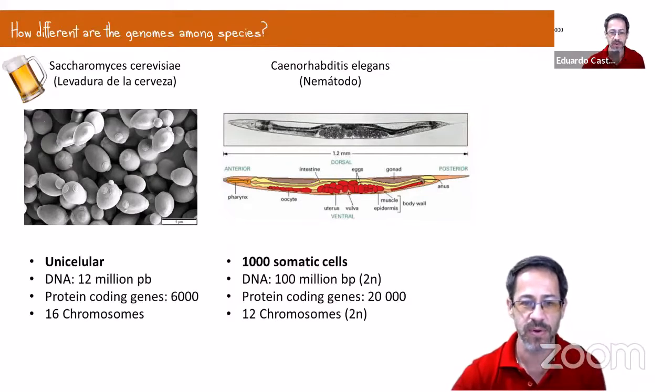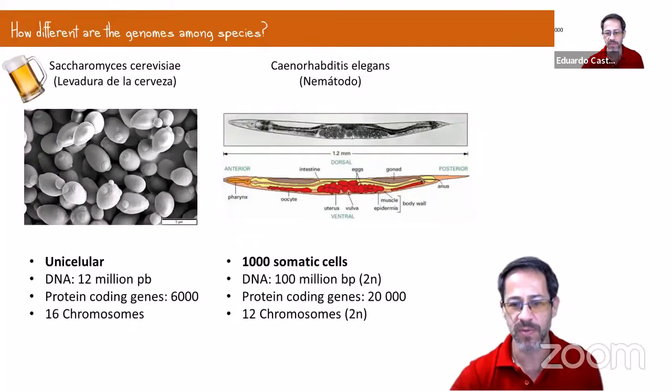It has approximately 1,000 somatic cells and 1,000 germ cells. So let's say that this little worm has 2,000 cells in total. And its DNA is now 100 million base pairs. So we go from 12 million to 100 million base pairs. It's more complex. Its DNA is much larger, and it has a lot more protein coding genes, 20,000 compared to 6,000. And it has about 12 chromosomes, similar to this.